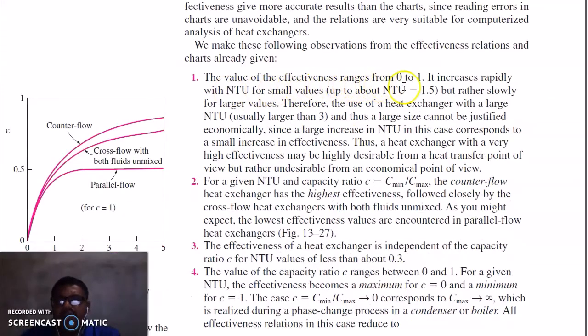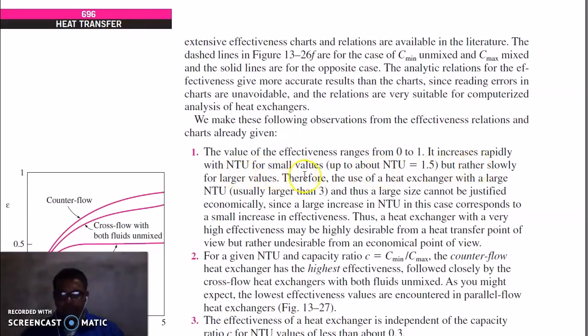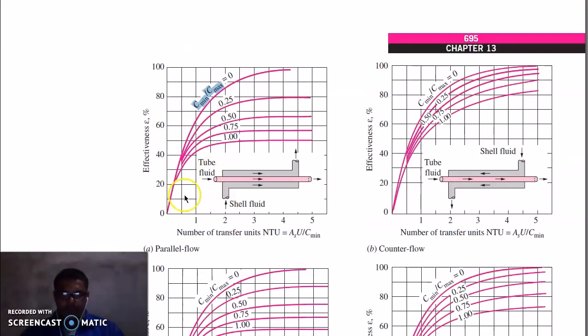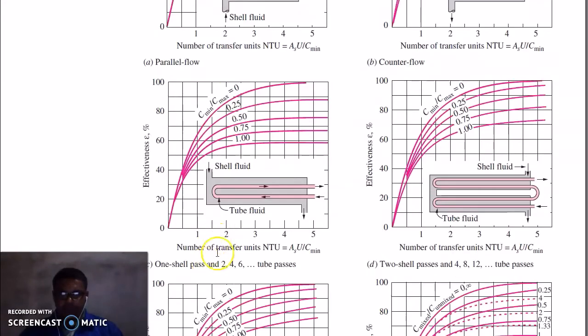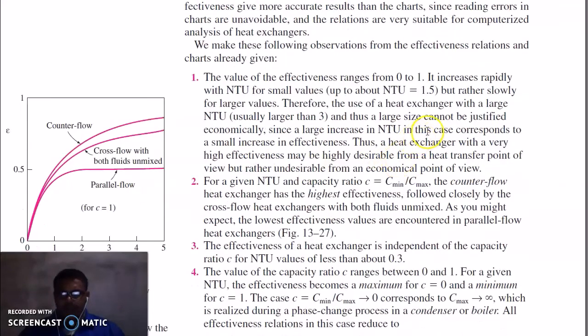The value of effectiveness ranges from 0 to 1. It increases rapidly with NTU for small values, up to about NTU of 1.5, but rather slowly for large values. You can see in all cases, when NTU is 1 to 1.5, the effectiveness increases very rapidly, and beyond that the increase in effectiveness is marginal. At 1.5 it is increasing at a much faster rate, but beyond that it increases very slowly. So this means that the use of a heat exchanger with a large NTU, usually larger than 3, and thus a large size, cannot be justified economically, since a large increase in NTU in this case corresponds to a small increase in effectiveness.